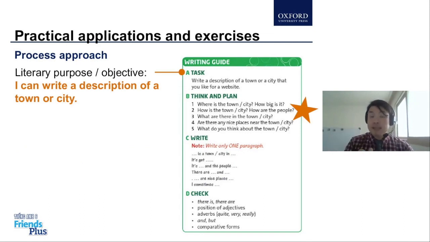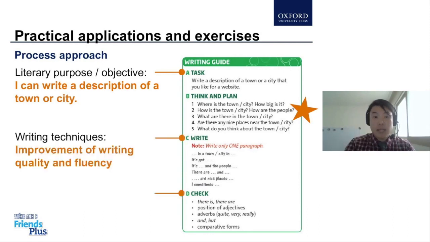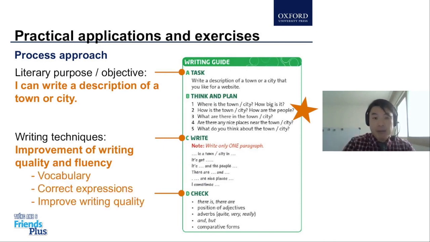So now if you go back to our process, we have now done and understood our objective. We have now done and completed our thinking and planning. What comes next? We now look at the writing techniques. These are going to be key phrases and grammar patterns, and they are going to focus on improving the quality and writing fluency, focusing on vocabulary, using specific expressions, checking to make sure their grammar is correct to improve the quality of the writing itself. So you can see that the process approach is almost backwards or opposite to the product approach.